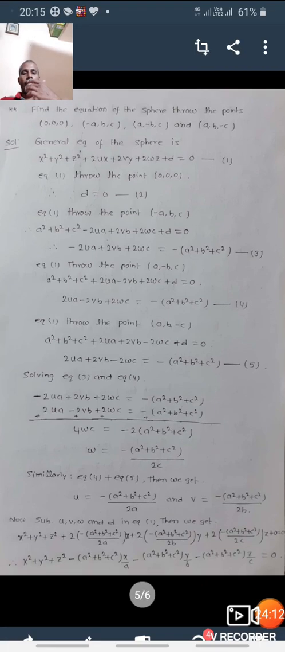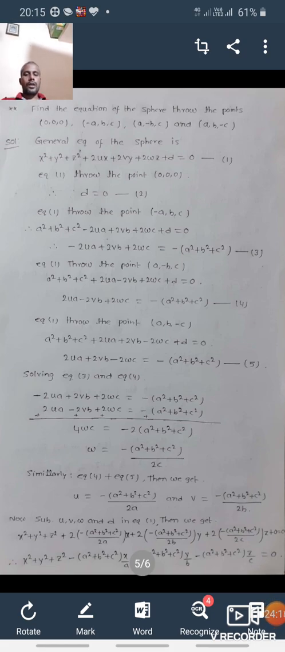So the required sphere equation is x² + y² + z² - (a² + b² + c²)x/a - (a² + b² + c²)y/b - (a² + b² + c²)z/c = 0. This sphere equation is also passing through the 4 points.